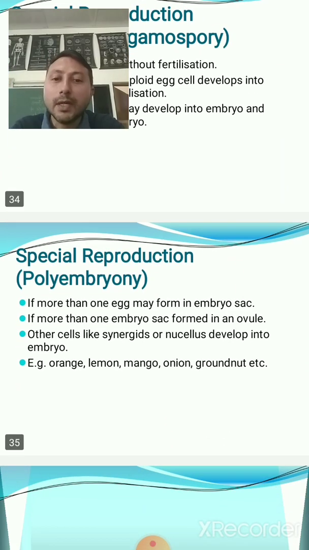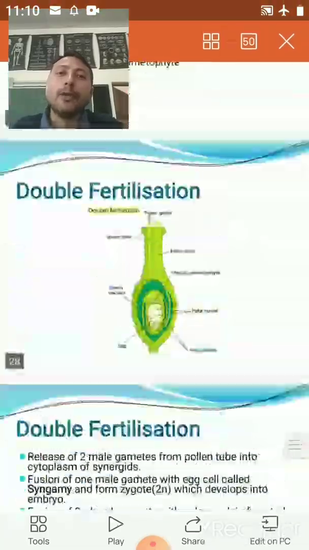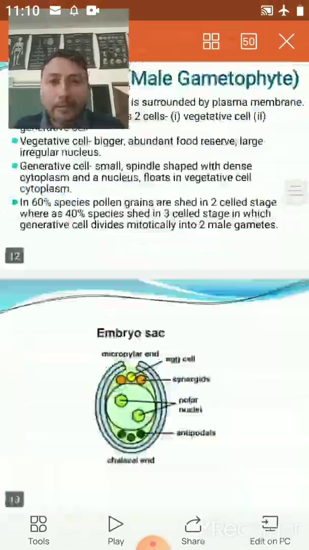A special type of reproduction is polyembryony. More than one egg may form in the embryo sac, or more than one embryo sac in the ovule, and other cells like synergid or nucellus also develop into embryos, like in orange, lemon, mango, onion, groundnut, etc. So I hope you have understood this whole chapter, and this is a very simple thing that you have to learn.